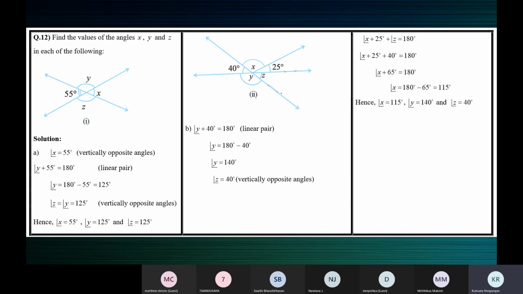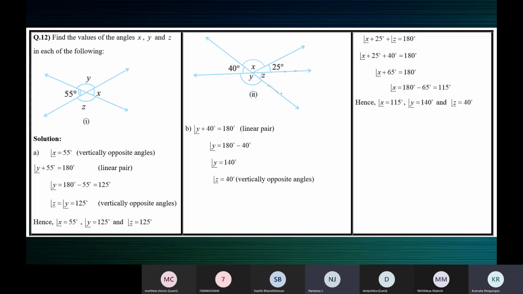Ma'am, to find x, angle y and z form a linear pair, ma'am. No, I want for x. Don't beat around the bush. I want the answer. How do you find x? What is the equation to find x? Okay, Nandana, you said you wanted to share the answer. Yes, ma'am. Angle x plus 40 is equal to 180 degree, ma'am.